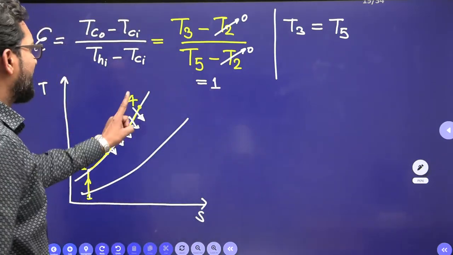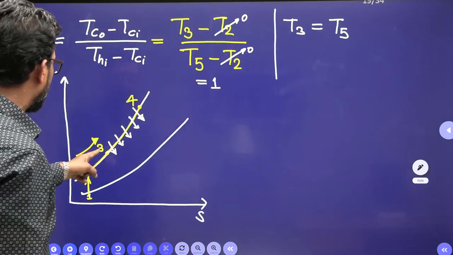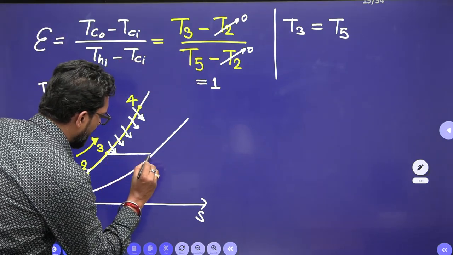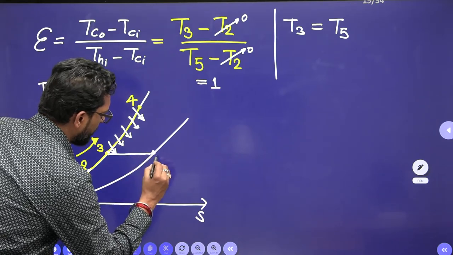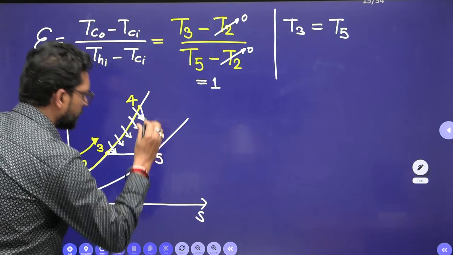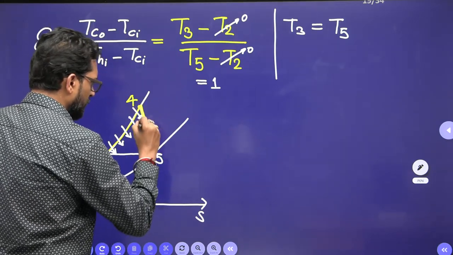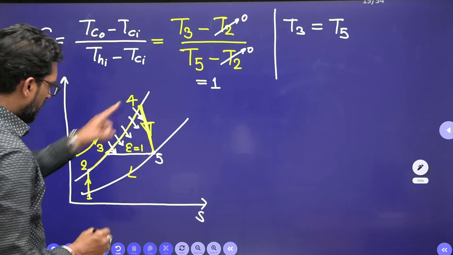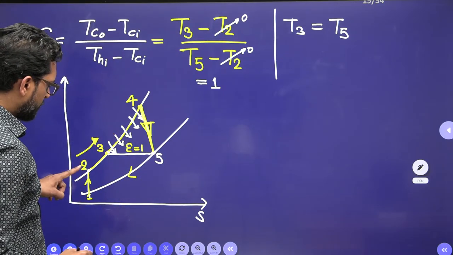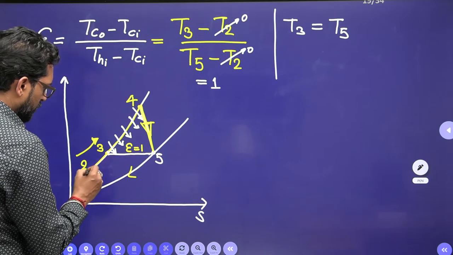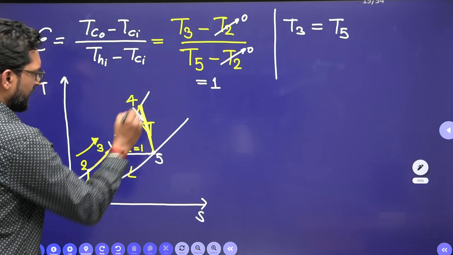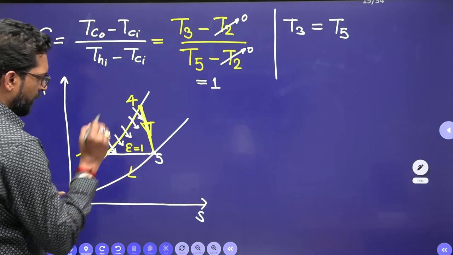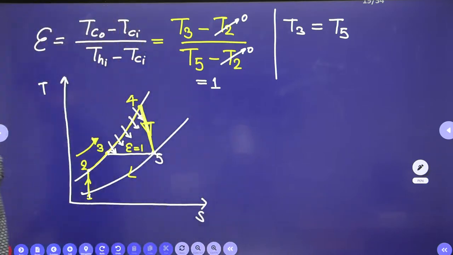For the perfect regenerator, a good quality regenerator, the T3 temperature is equal to the T5 temperature. That means if you draw this line, this is your 5 and there is a 6. This is your effectiveness equal to 1. That means 1 to 2 is isentropic compression, 2 to 3 is regeneration, and 3 to 4 is the heat addition. 4 to 5 is again expansion in the turbine, and again there is a 5 to 1. So the effectiveness is 1.